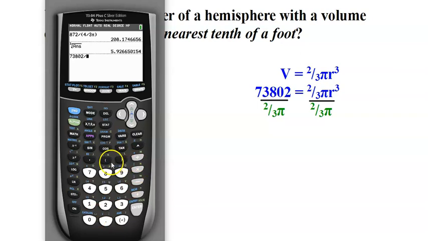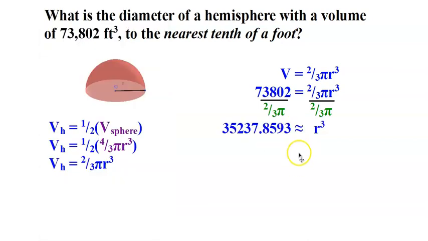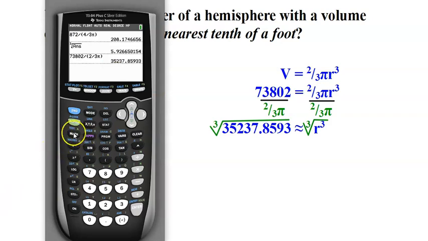73802 divided by, in parentheses, 2/3 pi. Make sure you put this in parentheses, or the order of operations will mess it up. There we go. And what do we get? 35,237.8593333. Now, again, we want to get rid of that cube so we have r by itself, and to do that, we're going to cube root this. So that was Math, then 4, cube root, and then we're going to just arrow up and grab that.